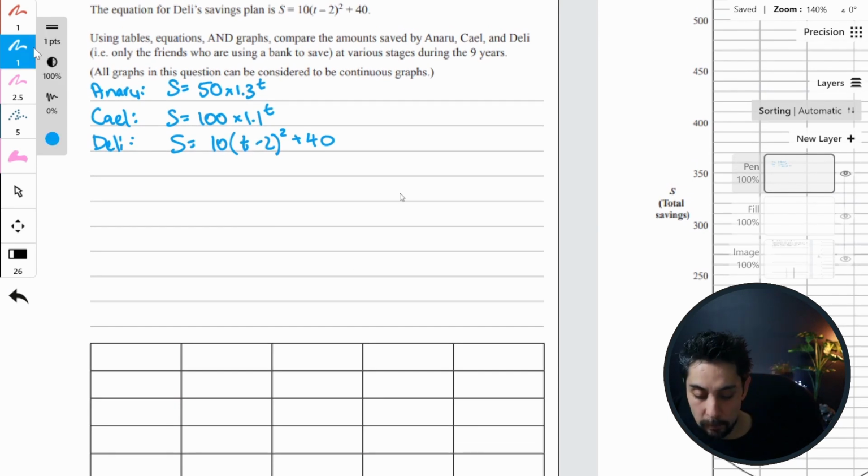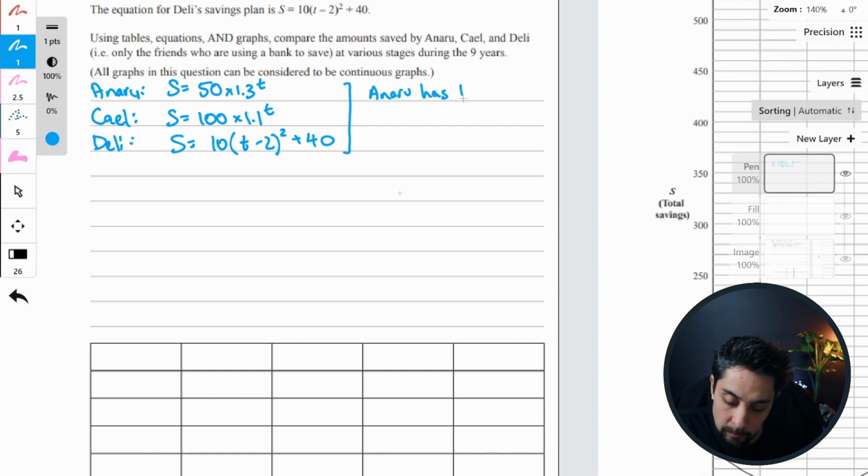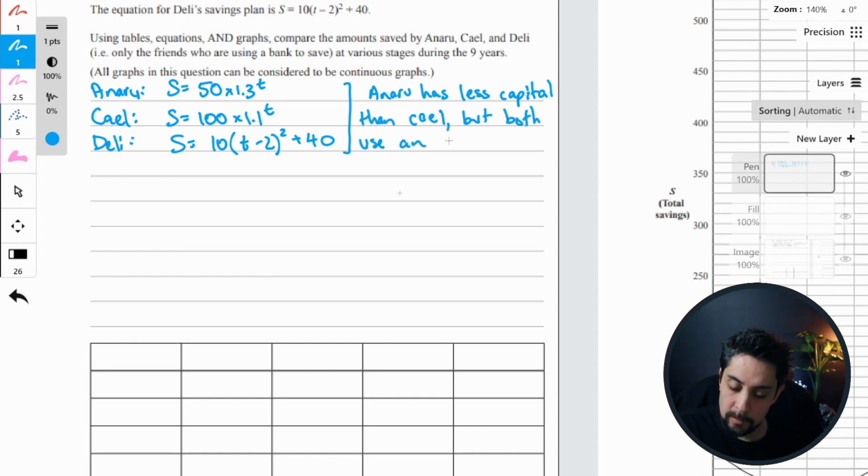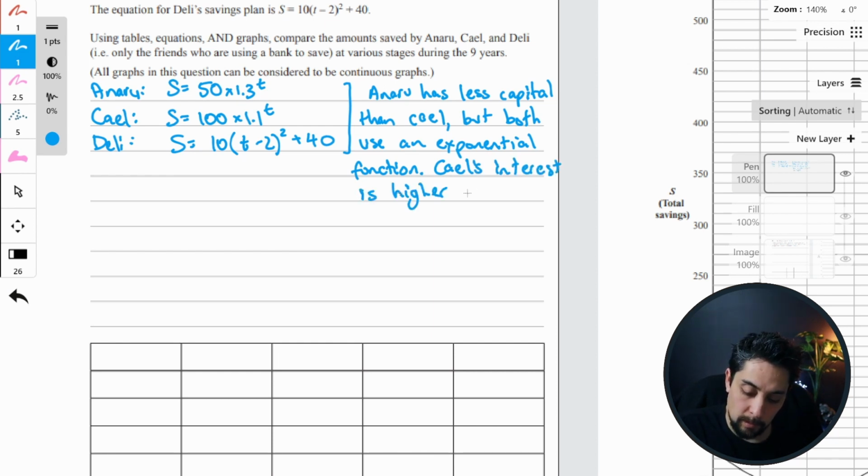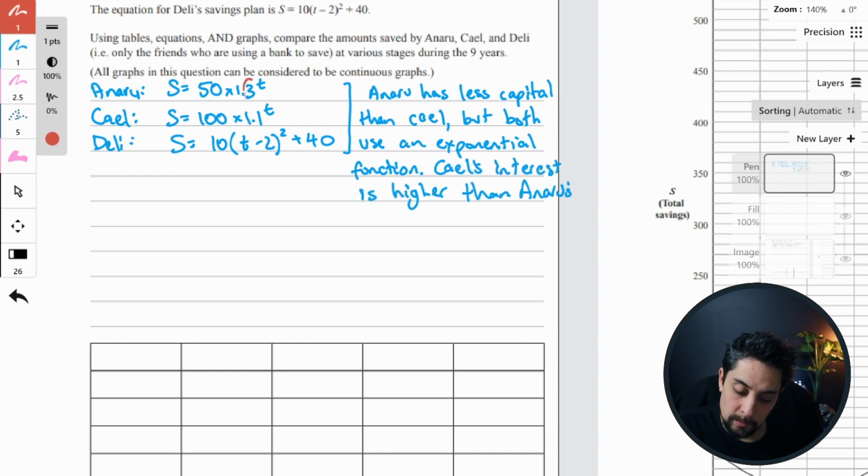Okay, so first off, let's make some notes about this. Anaru has less capital. Capital is the starting amount of money you have in your bank. I think it's spelled like that, I'm not entirely sure. Anaru has less capital than Kale, but both use an exponential function. The interest, by the way, is this on the end. We have 30% interest for Anaru and 10% interest for Kale.